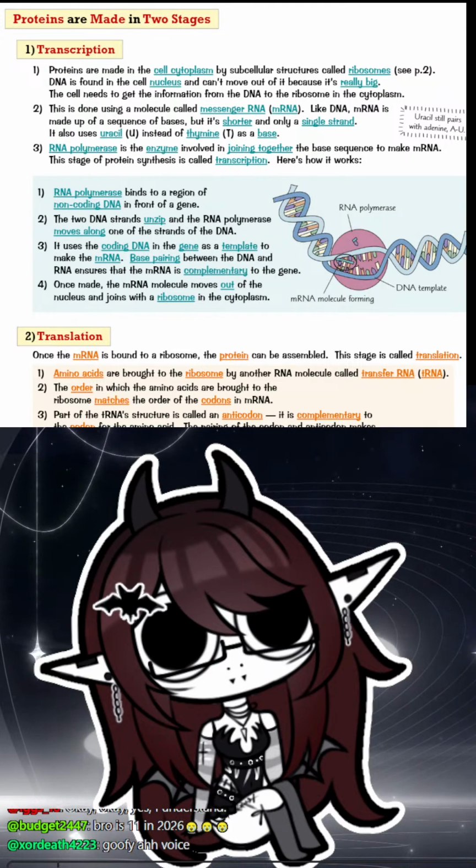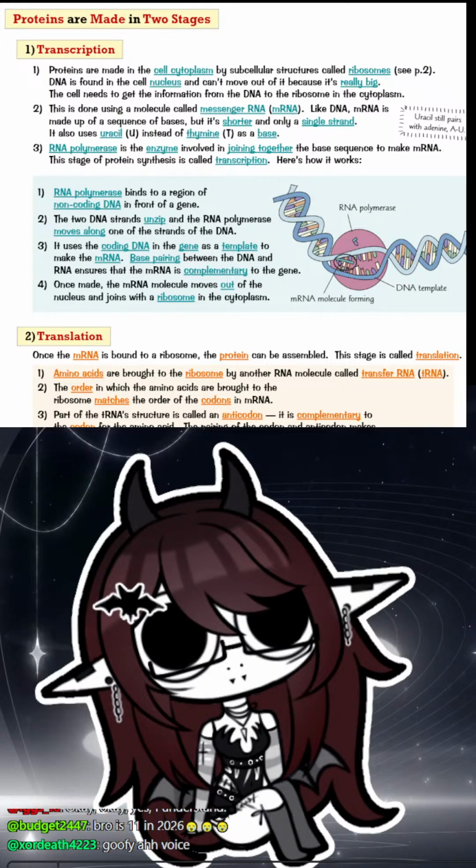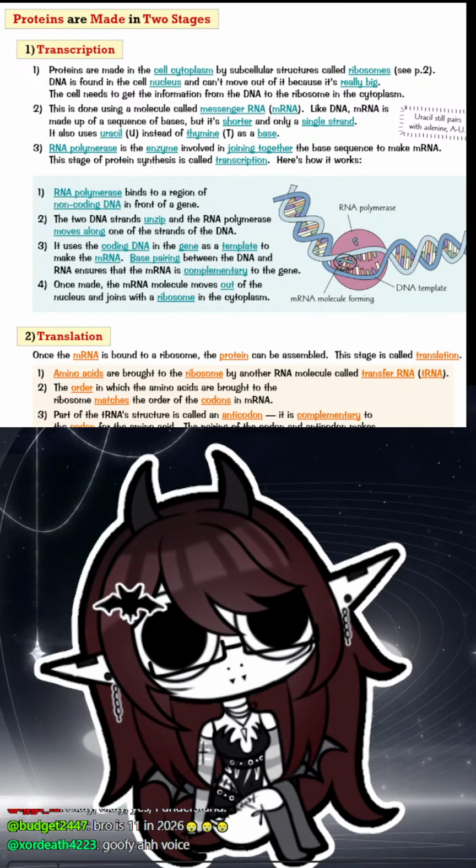Now let's look at this real quick. This is the cell, and we have the gene. This is the RNA polymerase here, this big pink thing. And then this is our gene going through it. Alright, let's continue.